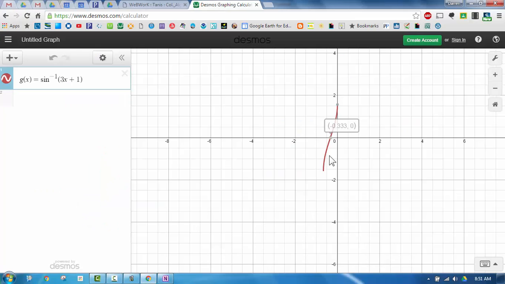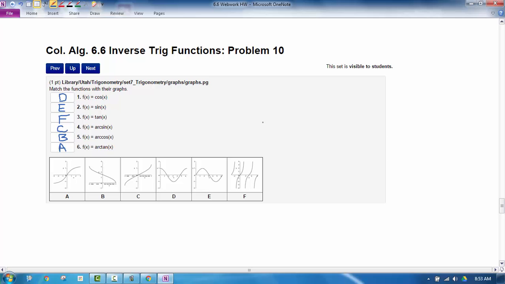Now you can always double check that on Desmos, which you probably wouldn't be able to do on a test, obviously. The range does go from negative pi over 2 to pi over 2, and the domain does go from negative 2/3 to 0. Okay, the next one here, the answers, I'll have to go over this one in class.